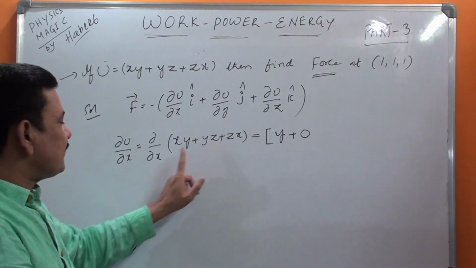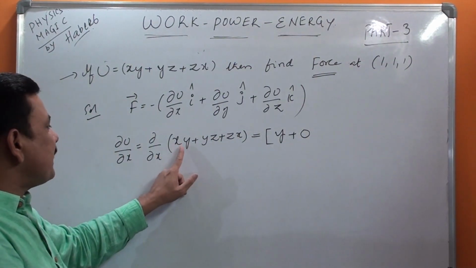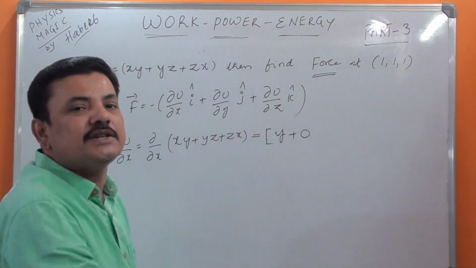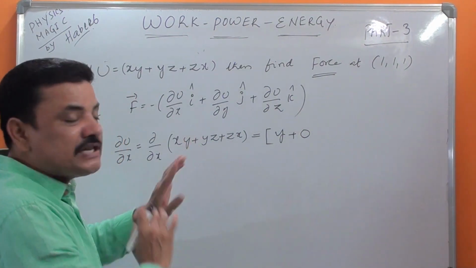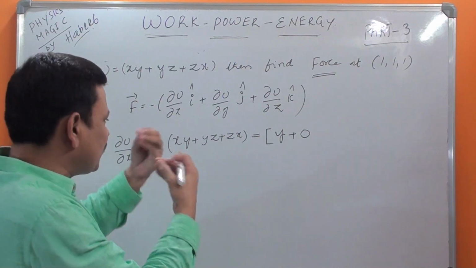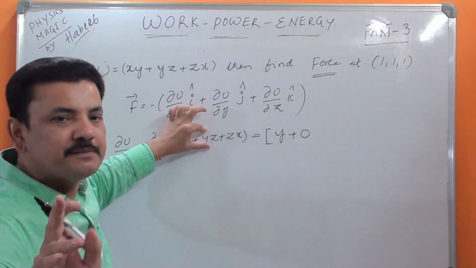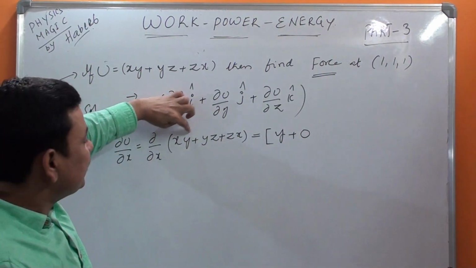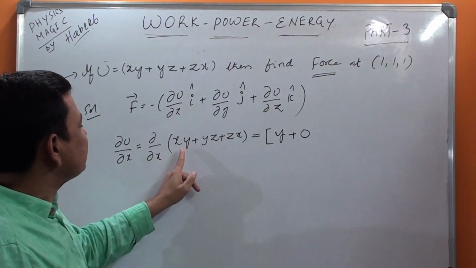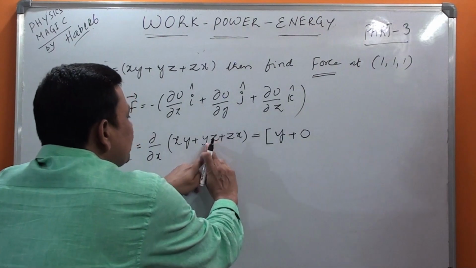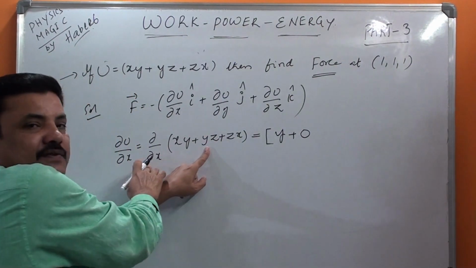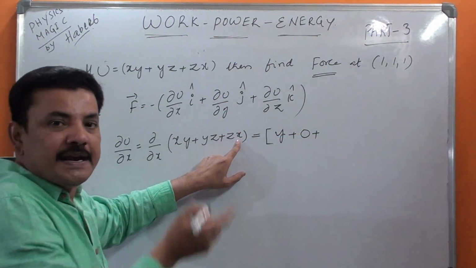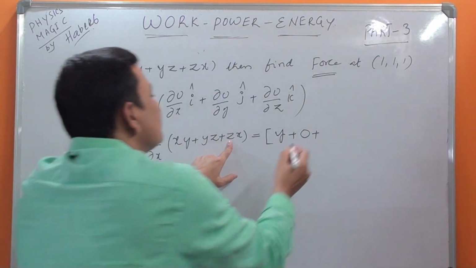If x is there in a term, then only we consider the adjacent variable as a constant. If x is not at all there, then the total term becomes constant and its differentiation becomes 0. Very simple. Here x is there, so dou x by dou x becomes 1, and that's why I wrote only y. But in yz there is no x term, so differentiating with x gives 0. In zx, x is there, so now you will write z.